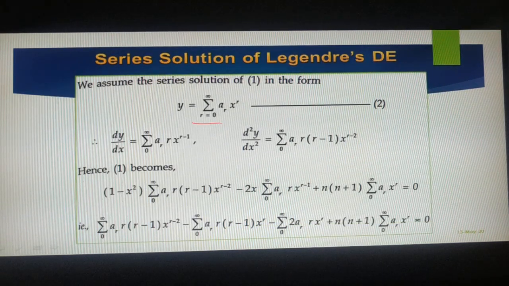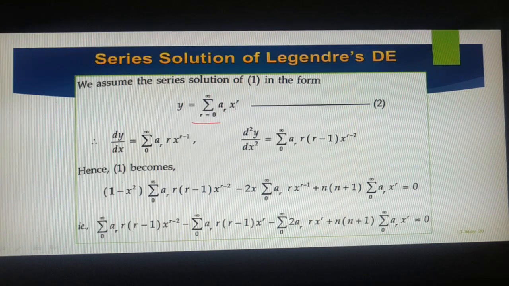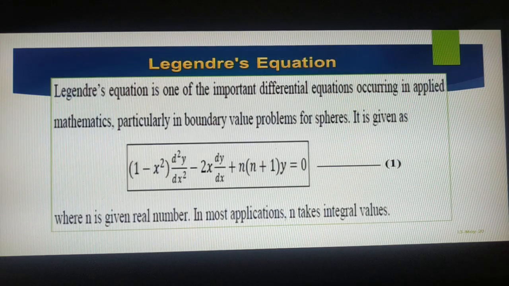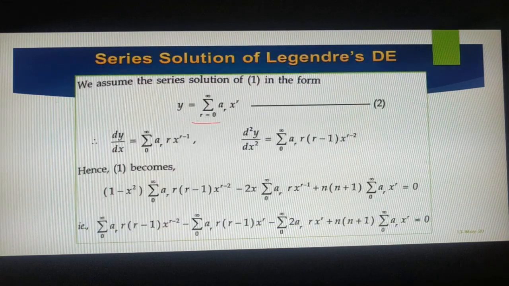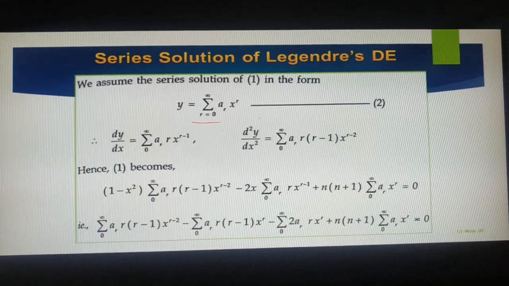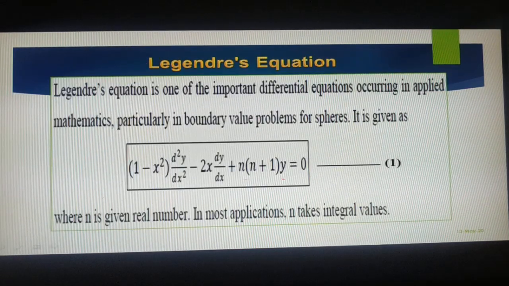We just take the polynomial a0 plus a1 x plus a2 x squared up to ar x to the power of r, plus and so on up to infinity. Written in summation symbol, it is sigma r equals 0 to infinity ar x to the power of r. We are assuming this as the solution for our equation 1, Legendre's equation: y is equal to sigma r equals 0 to infinity ar x to the power of r is the assumed solution.